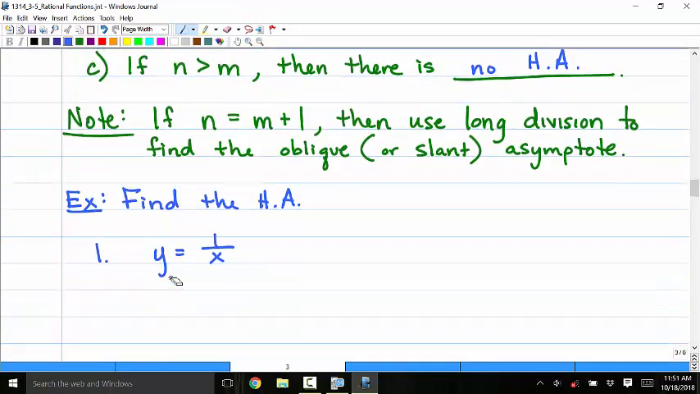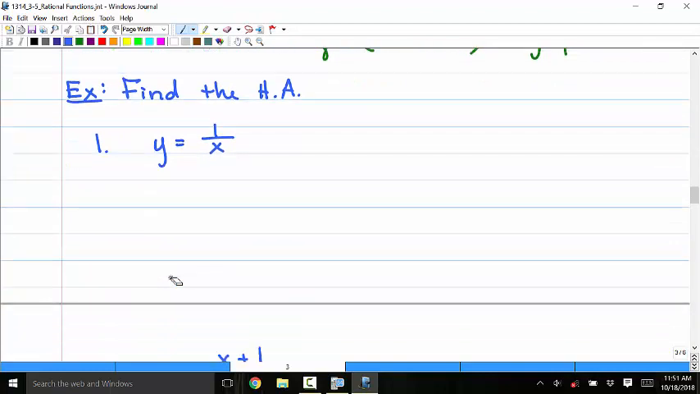All right. I see so much excitement in the room. Find the horizontal asymptote. y equals 1 over x. What's the degree of the top? 0. What's the degree of the bottom? Degree 1. The top is smaller than the bottom. That means that there is a horizontal asymptote where? At y equals 0. Since the degree of the numerator was smaller than the degree of the denominator, there's a horizontal asymptote at y equals 0.